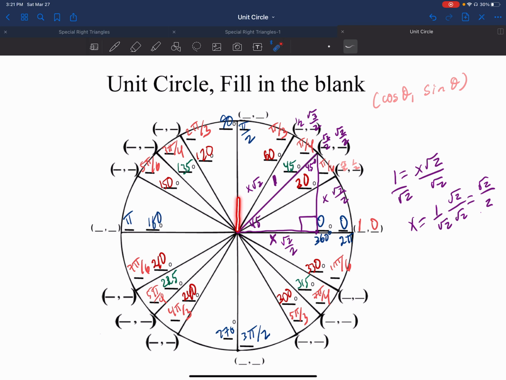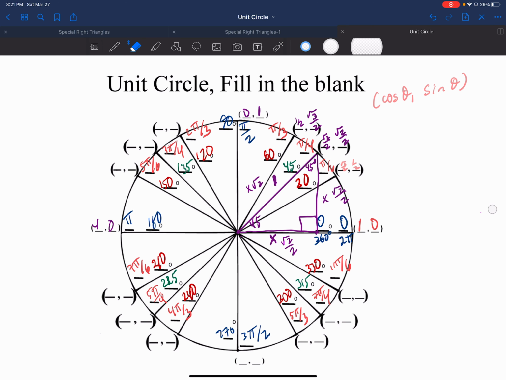The top one's pretty easy. I know that this length is 1, so it will be 0, comma 1. The one on the left will be -1, comma 0, because I'm going in the negative direction. And then I'm going to use the quadrant 1 to figure out what the actual points on the unit circle are on the other quadrants. So I'm going to erase this triangle just so we don't get confused.